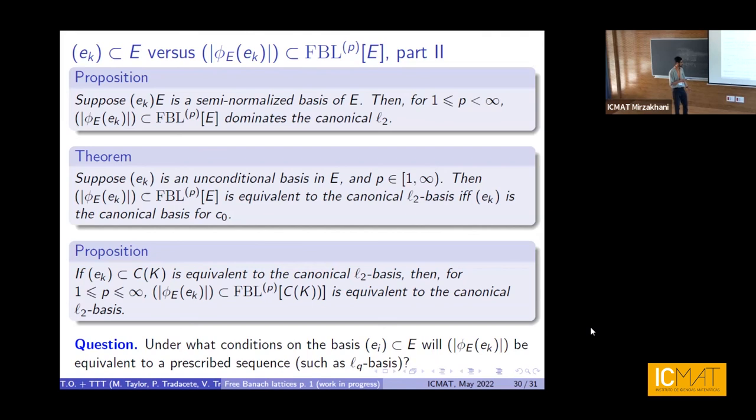So the question I want to finish this talk with is the following. Let's say we have a basis e_i in E, and we look at the moduli of this basis in the free Banach lattice. Well, can we get an l_q basis from something? So this is an open question.